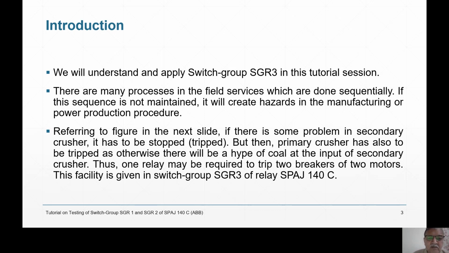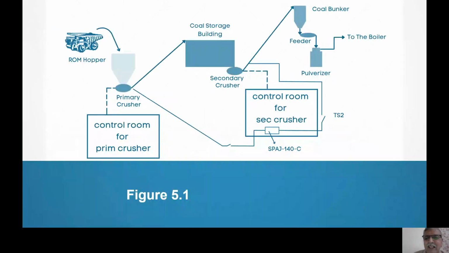Such requirements are there in the industry, and therefore the relay has provided this facility. To give you a simple example, in a power station there is a coal handling plant, and in the coal handling plant there is a primary crusher and a secondary crusher. The primary crusher crushes coal from big heaps to smaller size, and then it goes to the secondary crusher via belt conveyor.